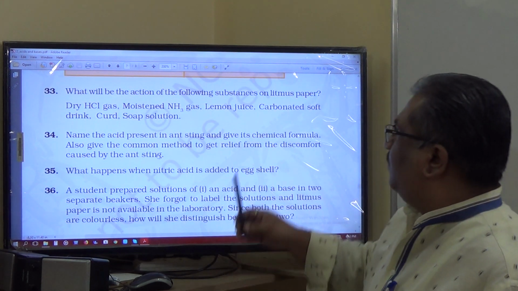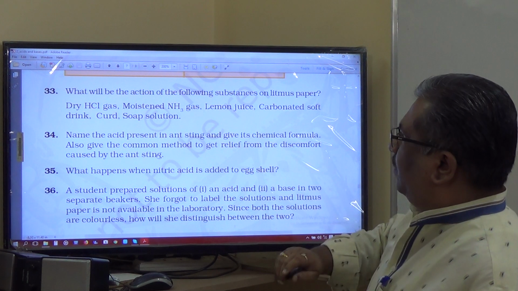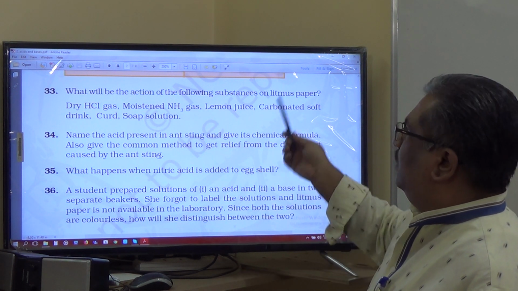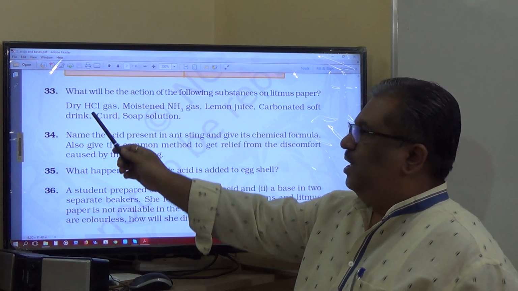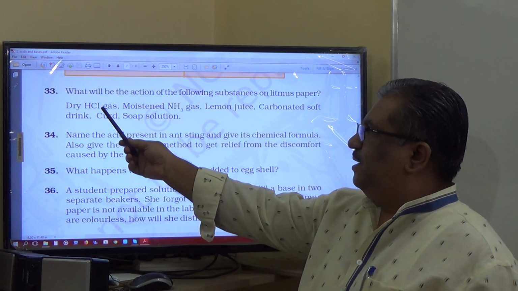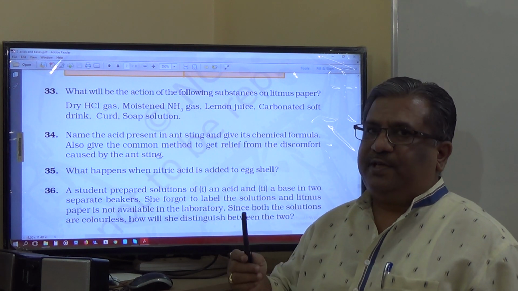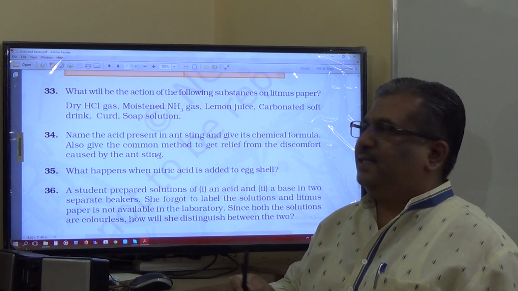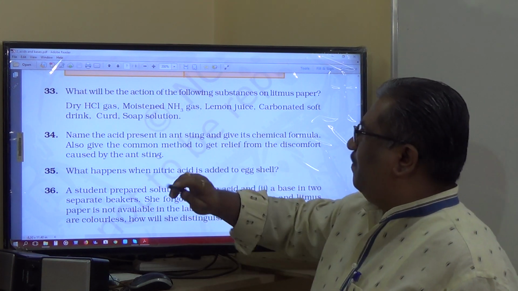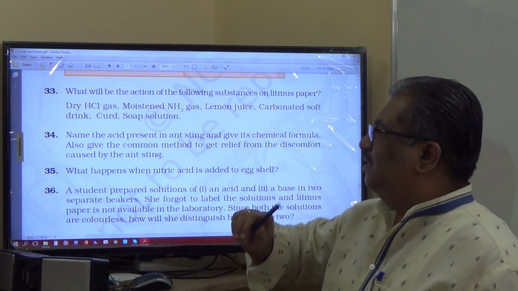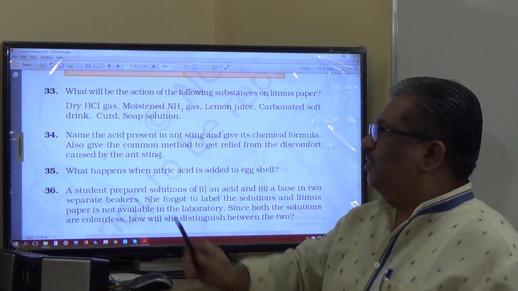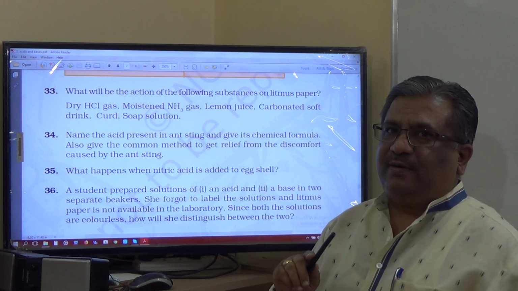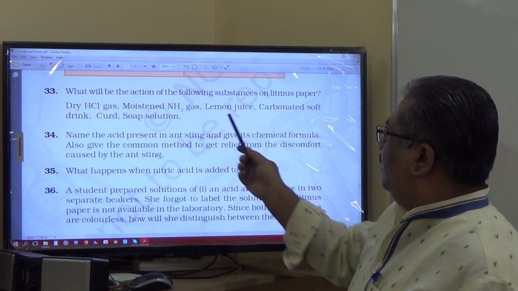What will be the action of the following substances on litmus paper? What litmus paper? Blue or red? Not given. Okay. Dry HCl gas: no action, because dry HCl gas will not dissociate into H plus ions, and hence it will not show acidic character. No action on the litmus paper. Moistened ammonia gas: ammonia is basic in nature, turns red litmus blue. Lemon juice: acidic in nature, turns blue litmus red.